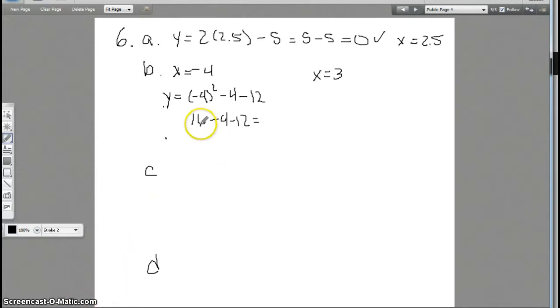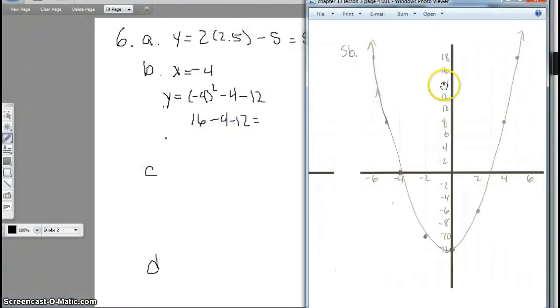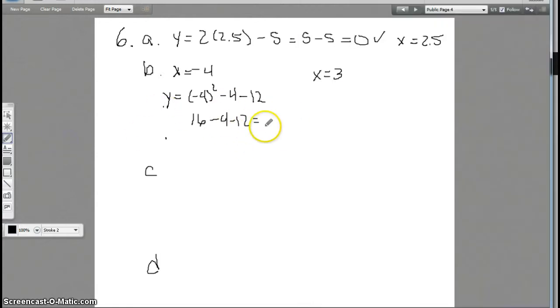So we looked back at our graph for number 5b. And this is the graph that I drew. And we had to find where the curve crossed the x-axis. It crossed at -4 and it crossed at +3. And so then we needed to check that in our equation to see if that actually solved the equation. If it is a solution to the equation, it will equal 0.